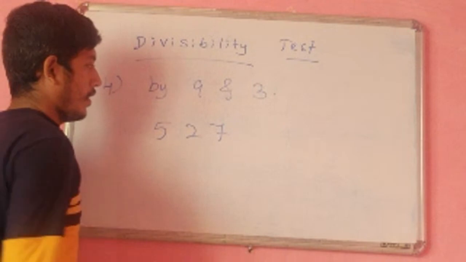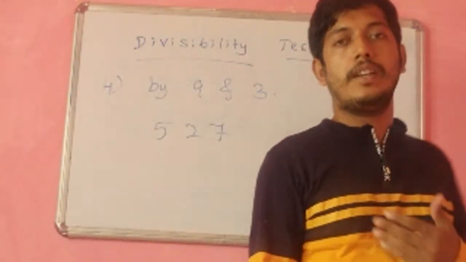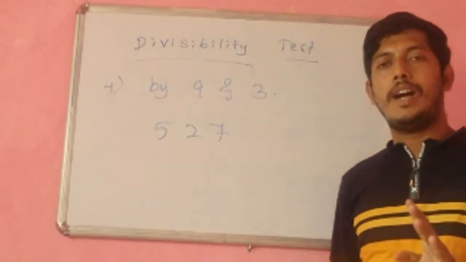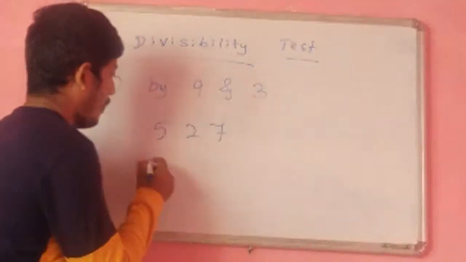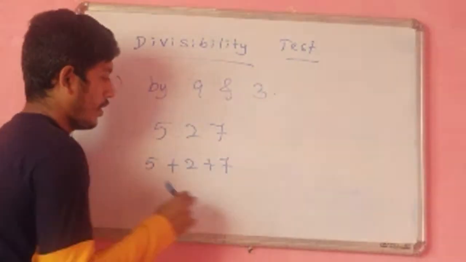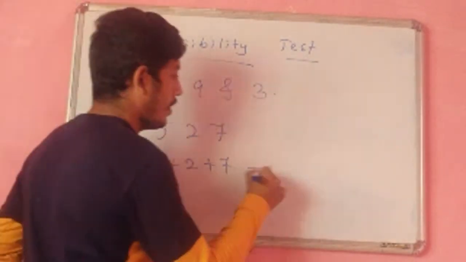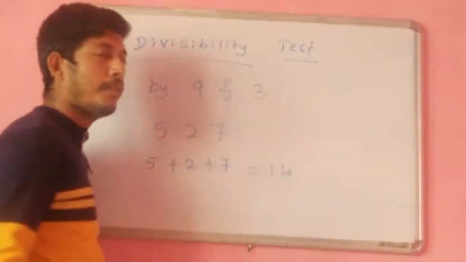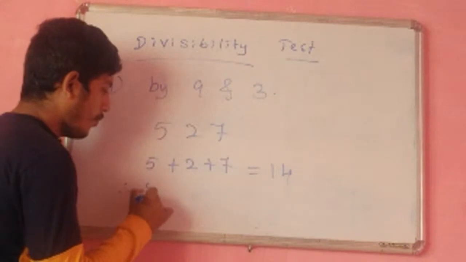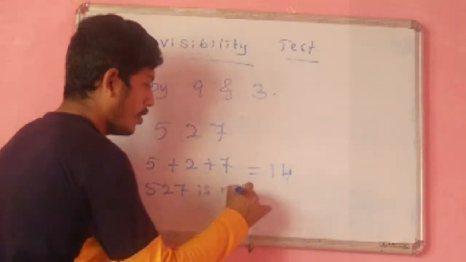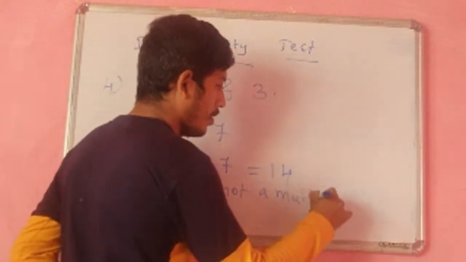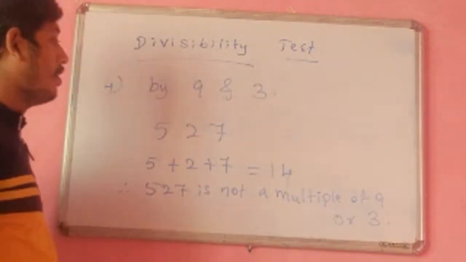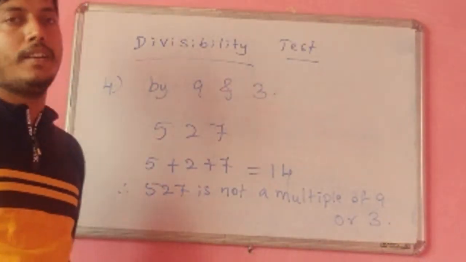Now again we have to check whether the given number 527 is divisible by 3 or 9. So what I have to do? I have to add the digits. 5 plus 2 plus 7. 5 plus 2 is 7, 7 plus 7 gives 14. So 14 is not divisible by 9 as well as 14 is not divisible by 3. Therefore, I can write 527 is not a multiple of 9 or 3. Or I can write 527 is not divisible by 9 or 3.